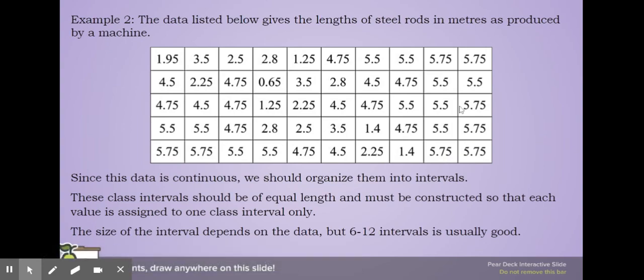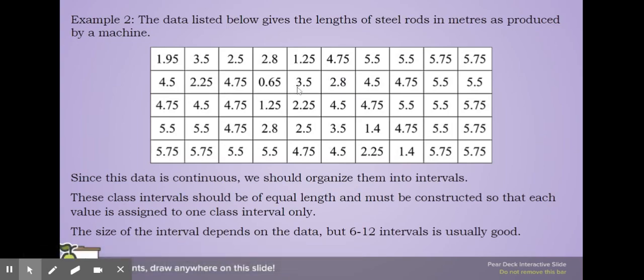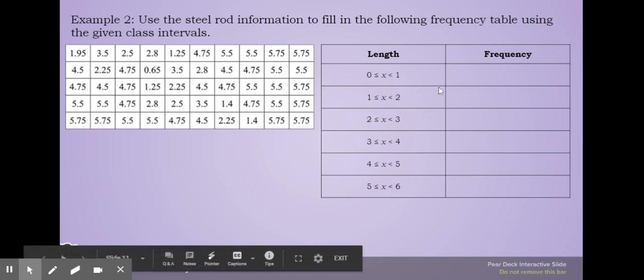So for example, for this data, my lowest is 0.65 and my highest is 5.75, which means I'm basically, again, going from 0 to 6. Splitting that up into 7 different intervals is going to be a little bit weird. So I'm just going to split it up into 6 different intervals where I go from 0 to 1, 1 to 2, etc. So I'm basically just counting by ones.